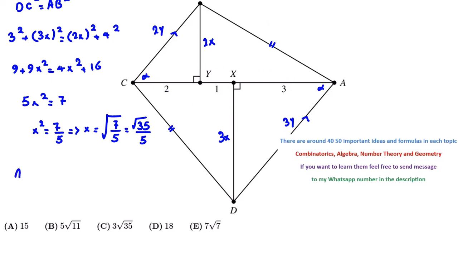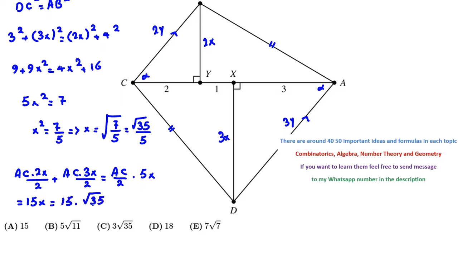So it will be AC times 2x over 2 plus AC times 3x over 2. It will be, if you factor, AC over 2 times 2x plus 3x, 5x. AC is what? 3 plus 3, 6, over 2, 3. So 3 times 5, 15x. X is what? This part. So 15 times root 35 over 5. So if we divide by 5, it will be 3 root 35.